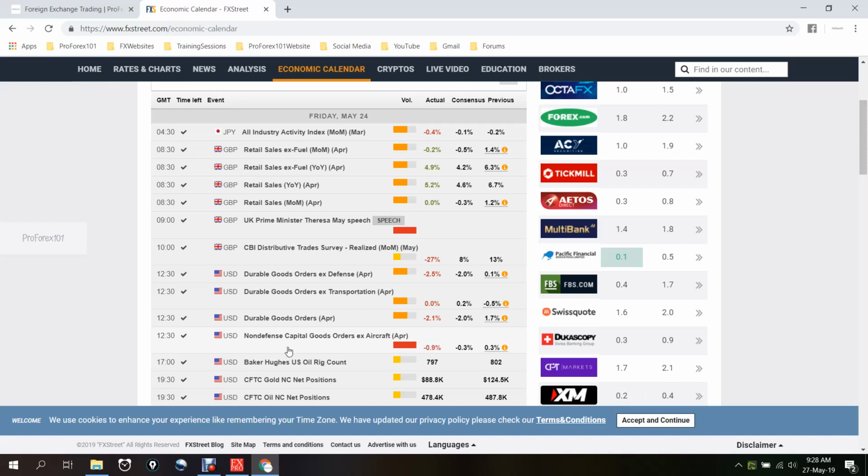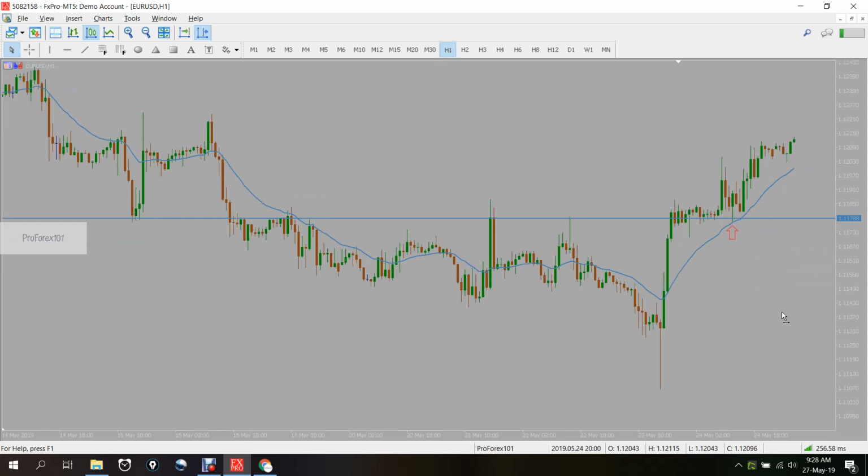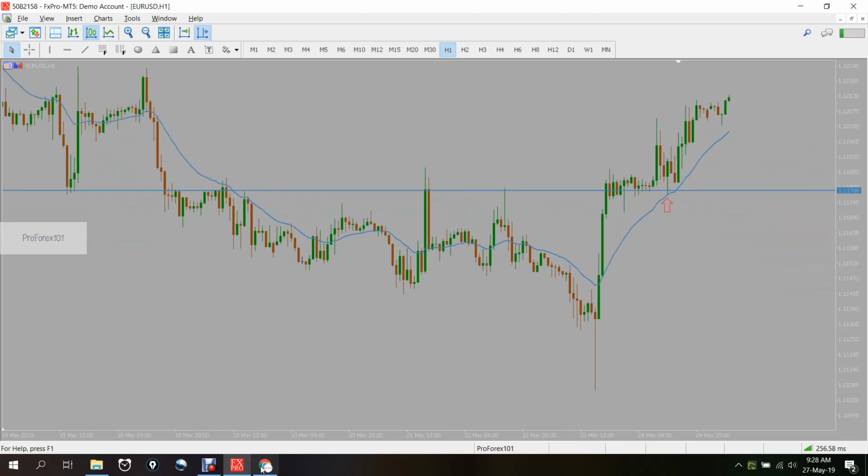Okay, and the non-defense capital goods orders excluding aircraft for the US was also showing a bearish sentiment for the US dollar, which is going hand in hand with our trade. We are buying euro and selling the dollar. So you see how we combine the technicals with the fundamentals to get into the trade, guys. This is a very, very important subject.